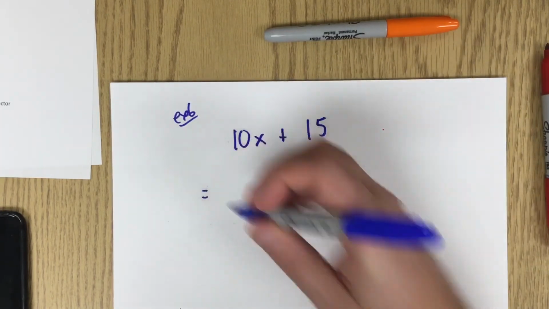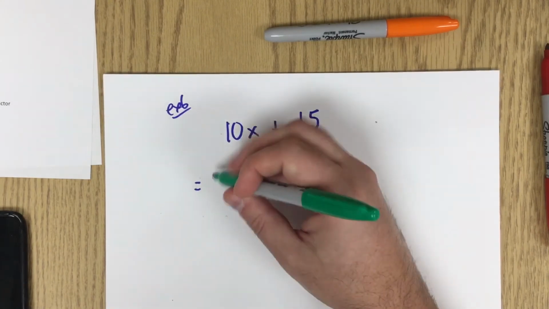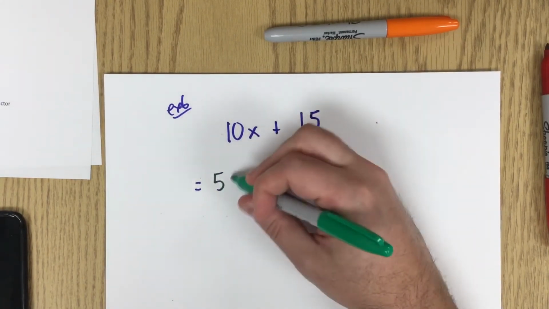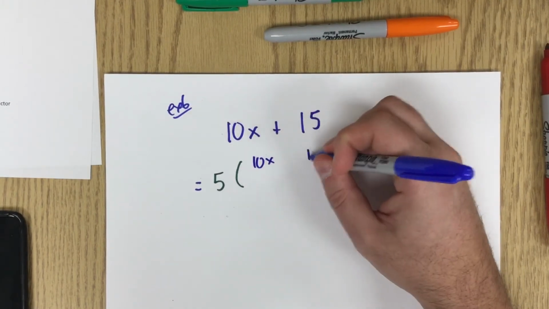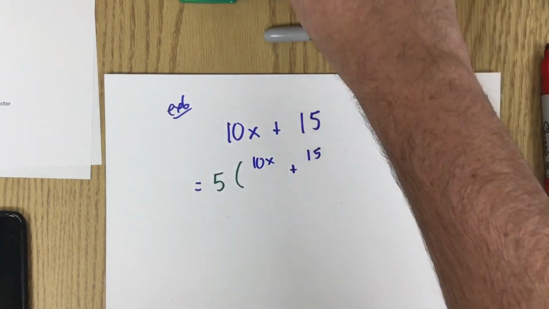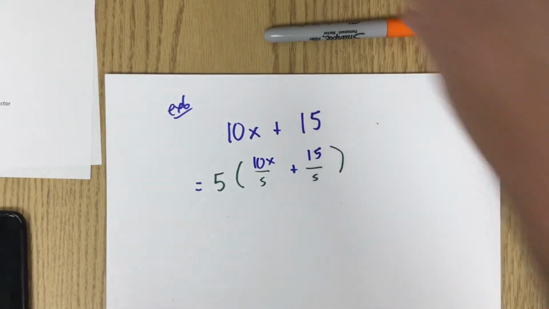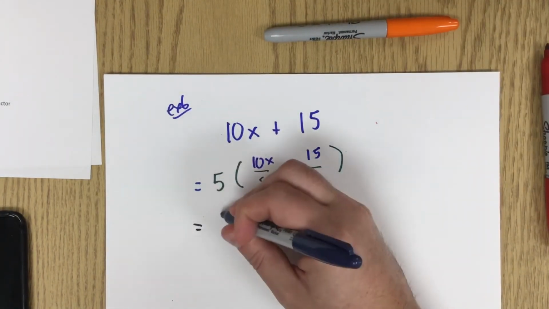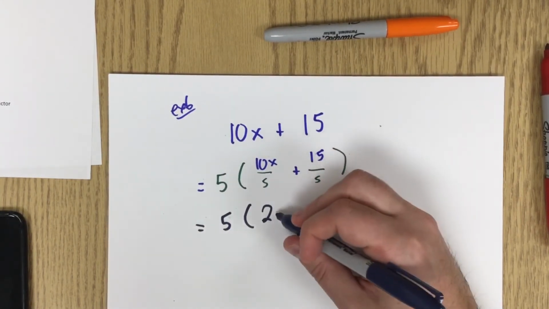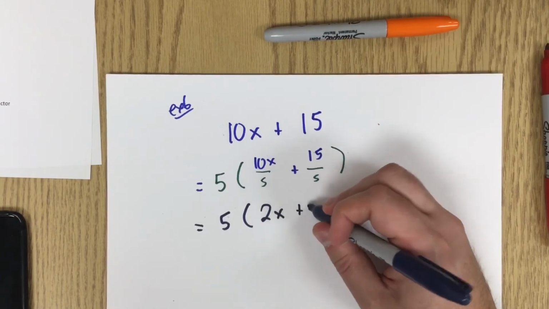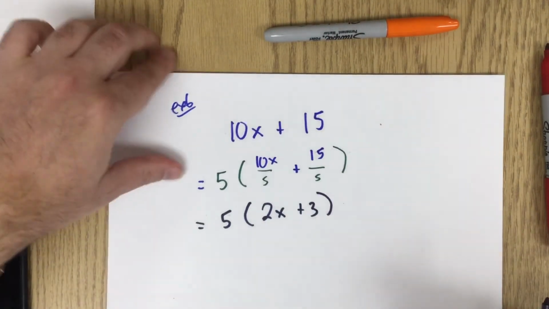So this one now you know enough to do it by yourself. So pause it and try it. The greatest common factor of 10 and 15 is 5. We divide each of them by the 5. And we get 5 times 10 divided by 5 is 2x, and 15 divided by 5 is 3. And that's that in factored form.